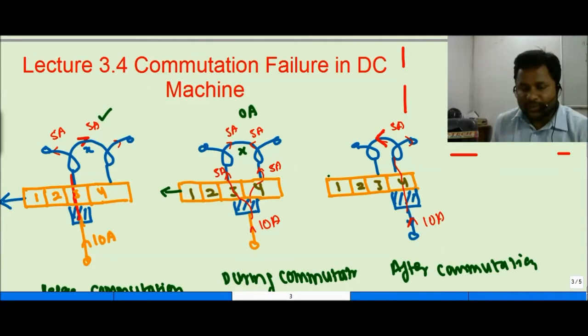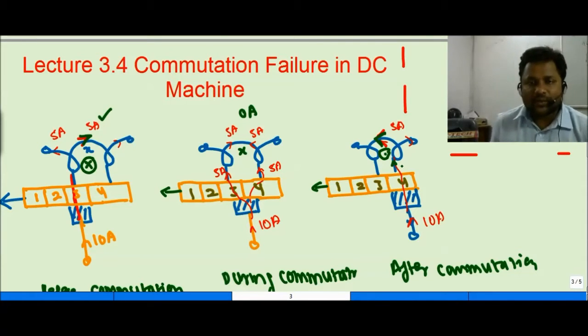After commutation, we observe that the coil has moved and the brush is at the position of 4, and the current is reversed in this coil. So 5 ampere is moving like this, and after the commutation we consider the 5 ampere is reversed. During commutation it is a cross, and after the brush axis it becomes a dot.